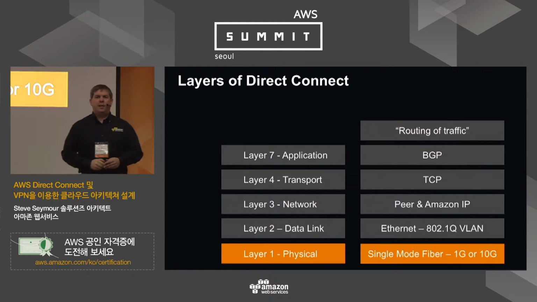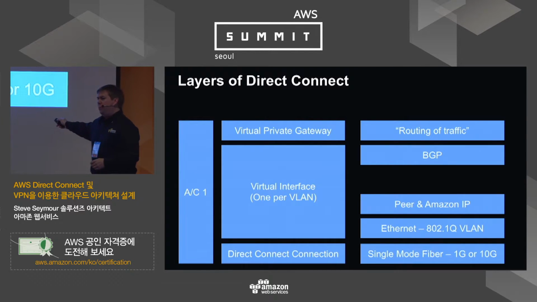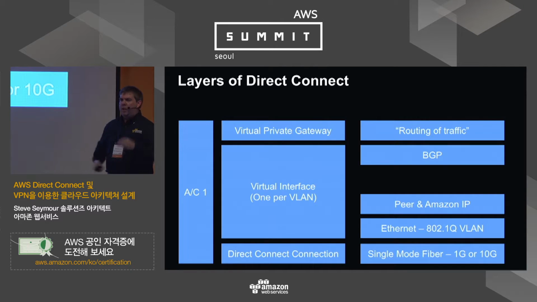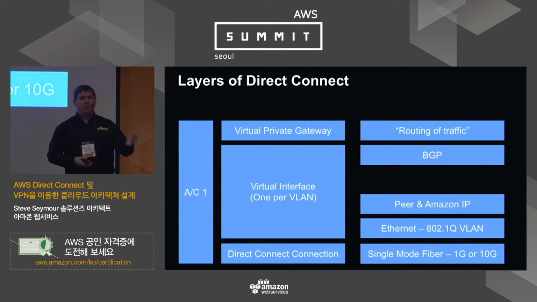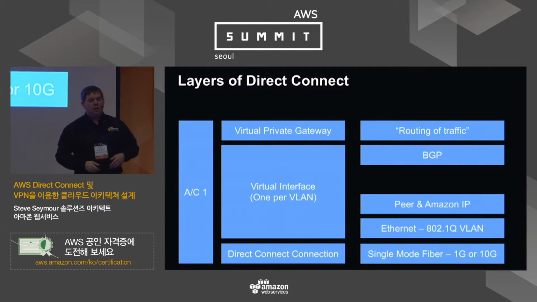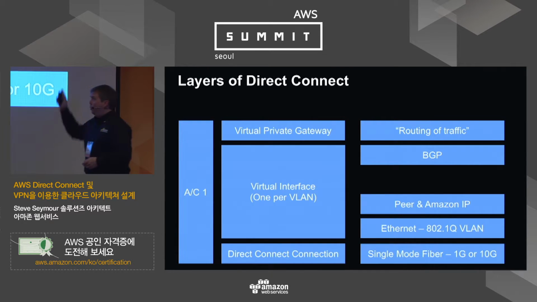How does that map onto Direct Connect? Well, quite simply, we take the single-mode fiber connection here at the bottom, and in the console, we refer to this as a Direct Connect connection. We then have something in the console called a virtual interface, public and private. Well, this is quite simply a combination of VLANs, IP addressing for each end of the connection, and a BGP session. Then at the top of the stack, we have the virtual private gateway, which is what enables you to route traffic to and from your VPC. All of this can be owned by a single account.